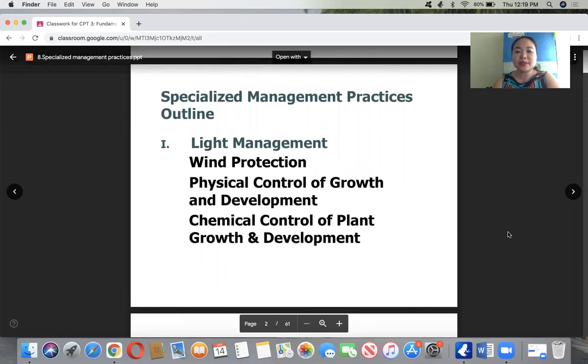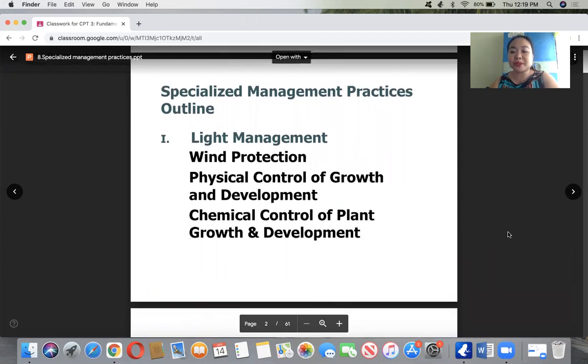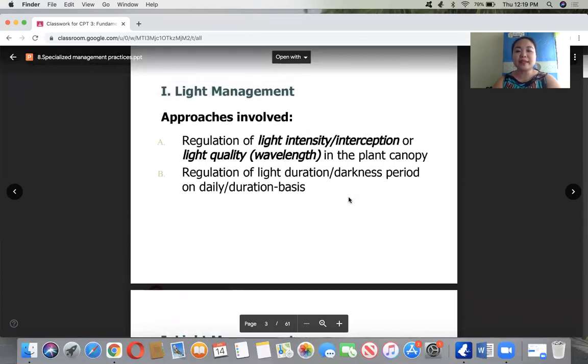So when we speak of specialized management practices, these are actually the cultural practices and the advanced practices that can alter the growth and development of plants. And this includes light management, wind protection, physical control of growth and development, and chemical control of plant growth and development. So for the light management, this includes approaches such as regulation of light intensity or interception or light quality, we call that wavelength in the plant canopy.